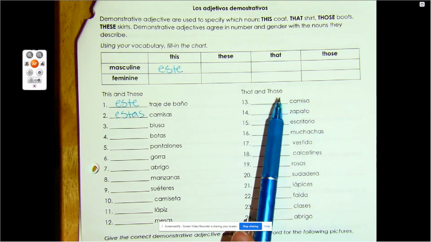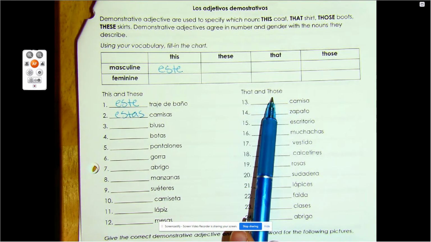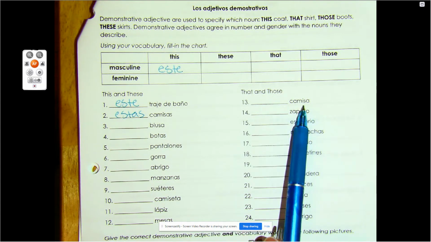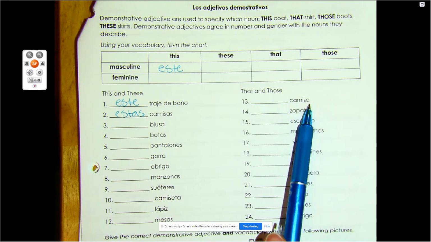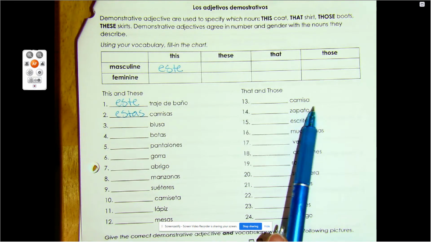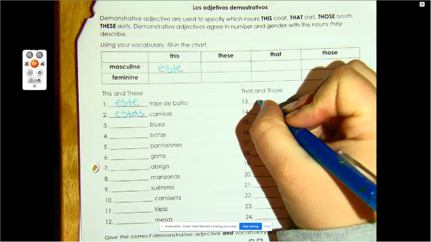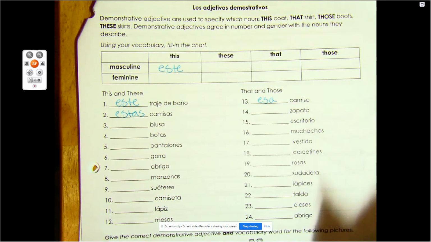The next column deals with that and those. So you're going to do the same thing. You need to look at the noun and decide, first of all, is it singular or plural, because that's going to tell you if you're going to choose that or those, and then if it's masculine or feminine. So right here, camisa, we know, is a singular feminine noun. So we're going to say that shirt. So because it's feminine, we're going to say esa camisa.